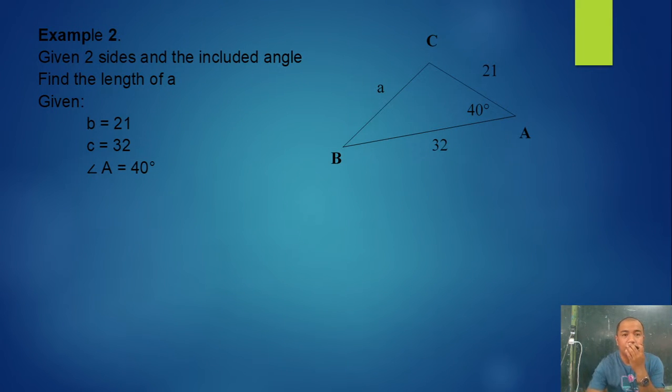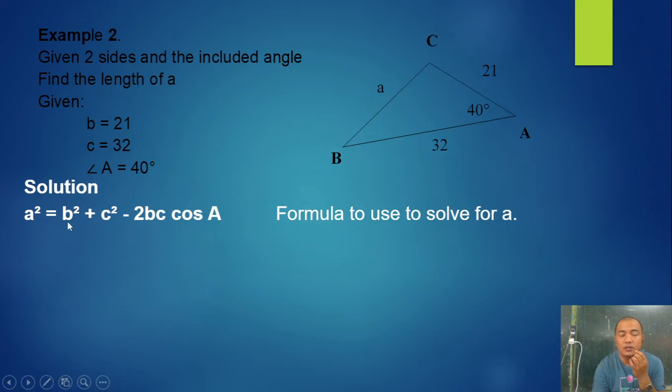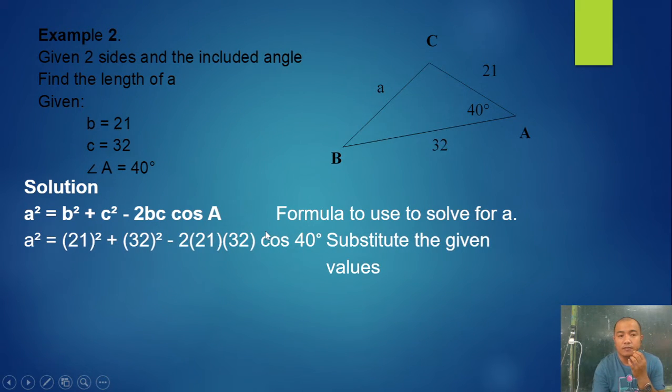Example 2. Given two sides, side c and side b, and the included angle of 40 degrees, angle A. Find the measure of side a, angle B, and angle C. Let's solve for side a. The formula is a squared equals b squared plus c squared minus 2bc times cosine A. Substitute: b is 21, c is 32. 2 times 21 times 32 times cosine 40.